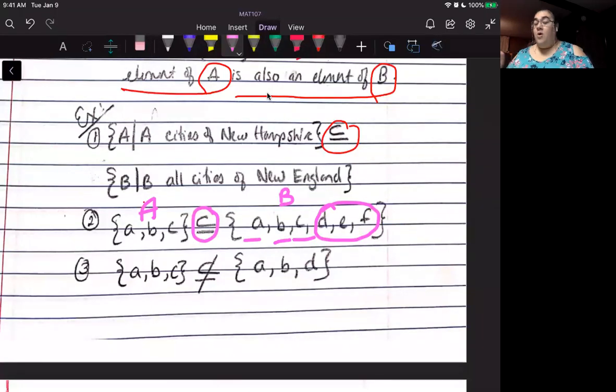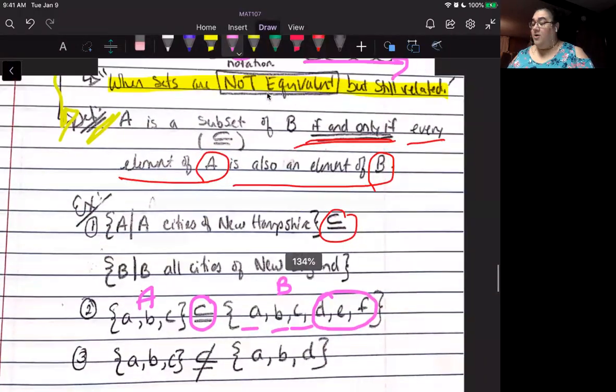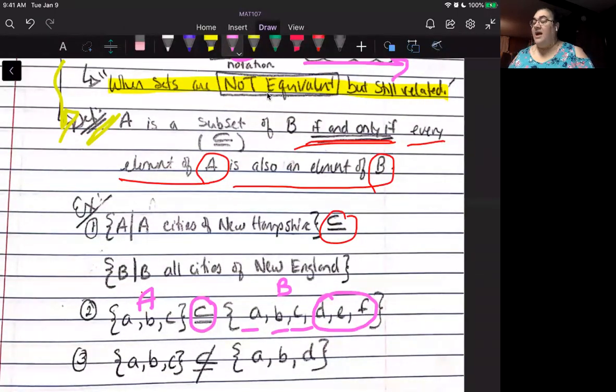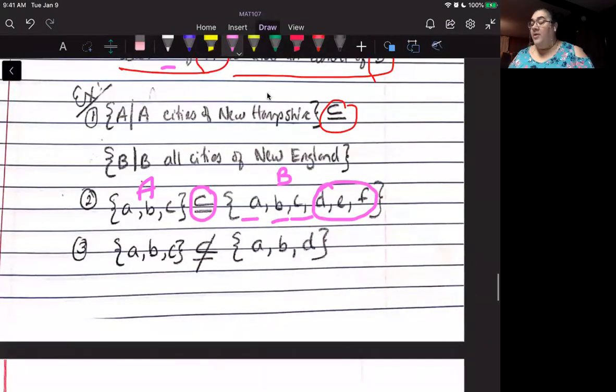So A is a subset of B because it follows the rule, like we said up here, that if and only if every element of A is also an element of B. And sure enough, all the elements of A, lowercase a, b, and c, are elements of B, even though set B also contains a few extra elements. So successfully, A is a subset of B. We're going to give this a check mark. That is a successful example. Let's look at the next example.